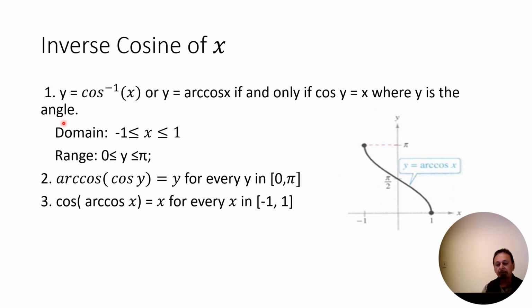Inverse cosine of x. y equals cosine inverse x, or y equals arc cosine x, if and only if cosine of y is equal to x, where y is an angle. So again, x is between -1 and +1, and y has to be between 0 and pi, just like shown in this picture. So -1 to 1 is the domain, and 0 to pi is the range.